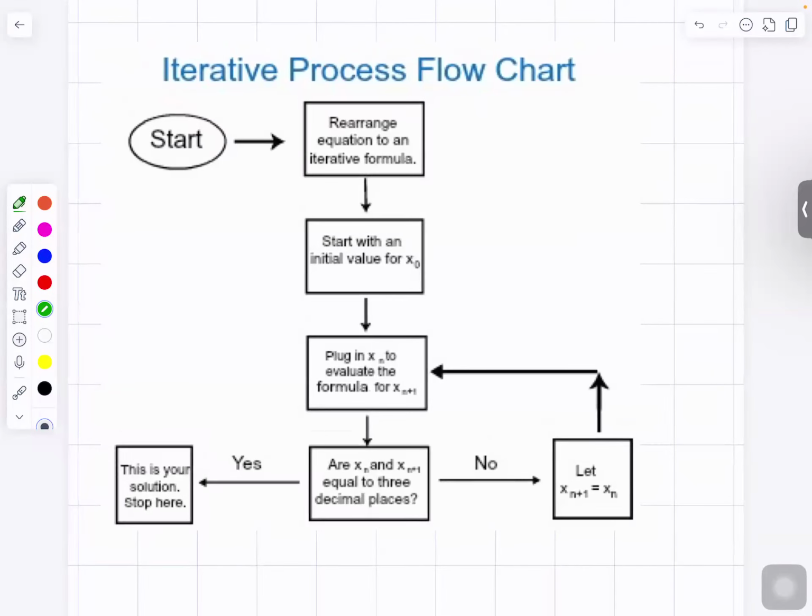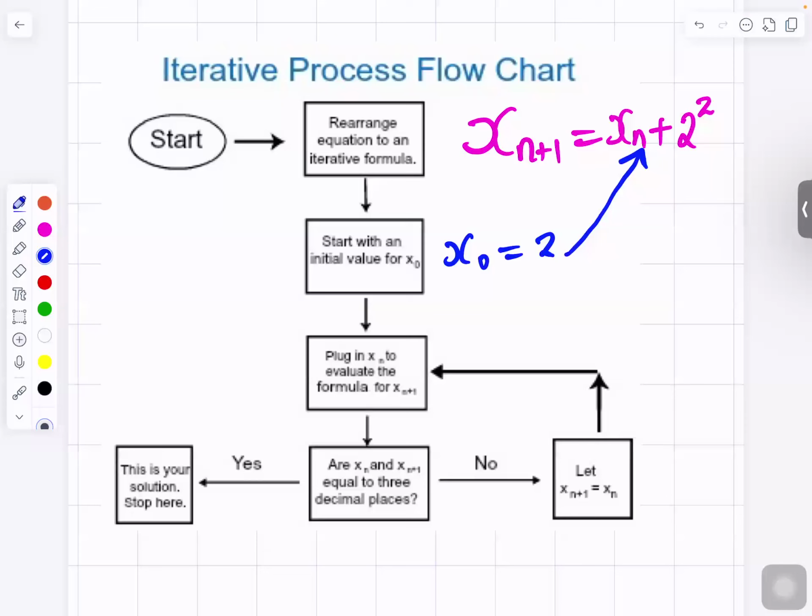The iterative process, I'll put some explanation for it, but this is like what you put on the computer. So you start by rearranging an equation to get an iterative formula. Let's say your iterative formula is x(n+1) equals xn plus 2 squared. You start by putting in an initial number. Let's say x0 equals 2. So you put 2 in there, and then you get the answer. You take the answer, put it back, you get the next answer, and you repeat the process until your answers are the same to say 3 decimal places, and then you stop.